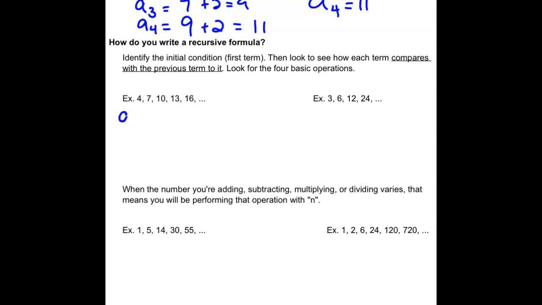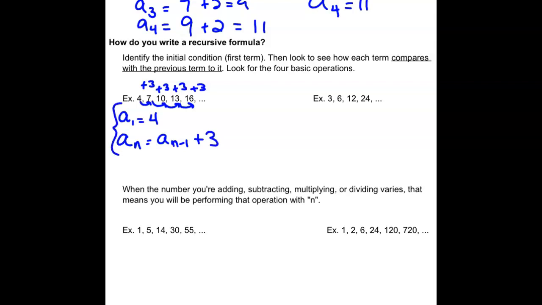So I would start out and say, okay, well, I know my first term is a 4. And then let's look at what are we doing each time. To go from 4 to a 7, we added 3. To go from a 7 to a 10, we added 3. To go from 10 to 13, we added 3. Same thing here. We're just going to keep adding 3. So I can say that to get any term of my sequence, a sub n, I'm going to take the previous term, so a subscript n minus 1, and I'm just going to add 3 to it.